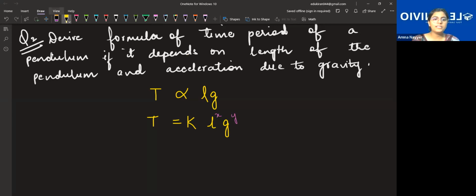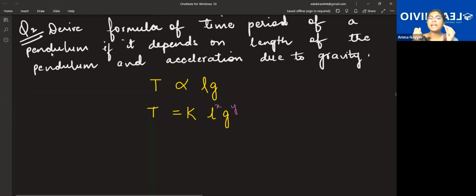Then what is the next step? We write the individual dimensional formula of all the quantities. Time period is just time. It is one of the fundamental quantities. Remember, I have told you a table where we have discussed fundamental quantities. So time's dimensional formula is the easiest. It is just T to the power 1, meaning M to the power 0, L to the power 0, T to the power 1. This is the dimensional formula of time.